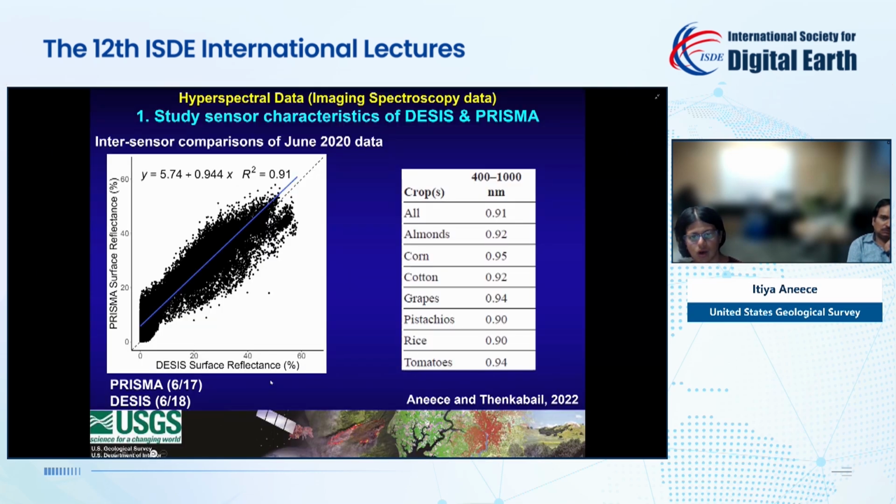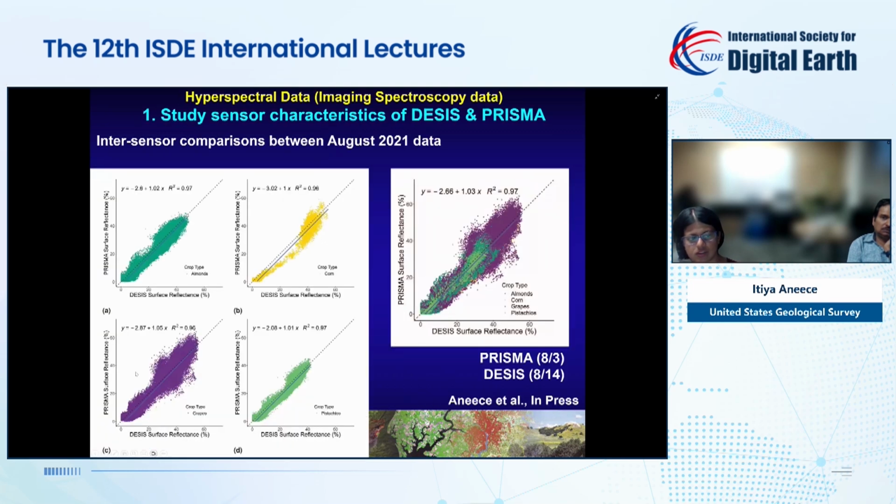Here's a similar intersensor comparison again between DESIS and PRISMA, this time with August 2021 data. This time the images were almost 2 weeks apart, but still we had a high R-squared value of 0.96 to 0.97 across all these different crop types.